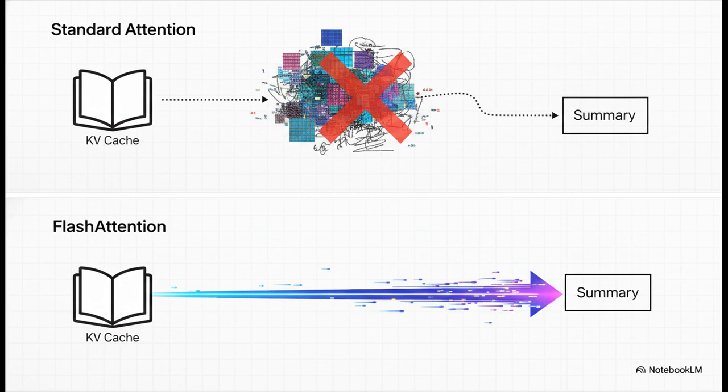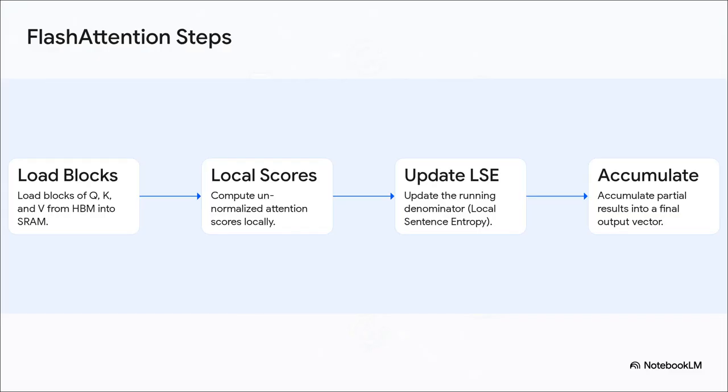Flash attention basically says, look, instead of writing down all those rough notes and running out of desk space, just read the book page by page and write your final summary directly. By stepping through the data in these discrete tiles, we bypass that global memory bottleneck entirely. The model loads blocks of query, key, and value into that super fast SRAM. It calculates the unnormalized scores locally and updates a really vital mathematical denominator called local sentence entropy.